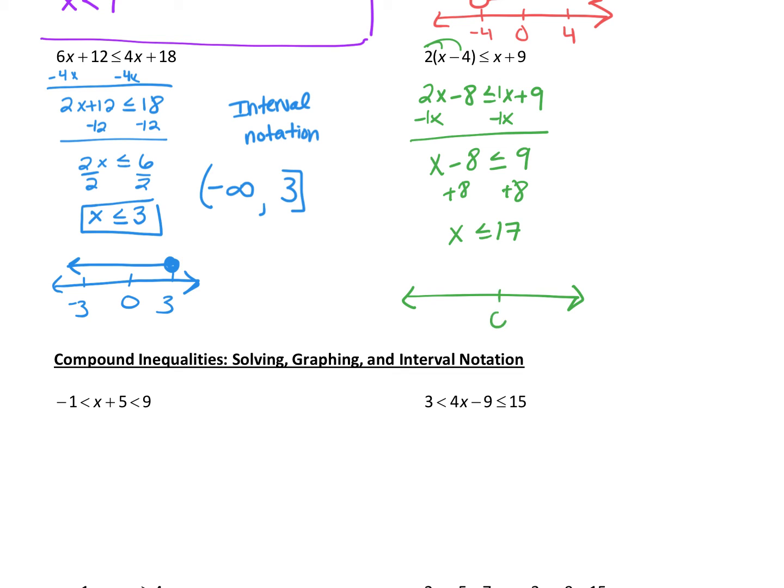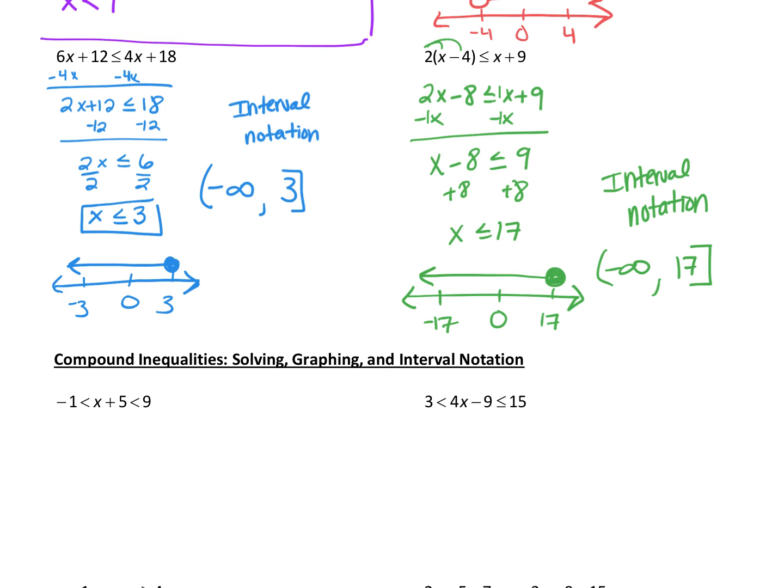Now my number line: 0, 17, negative 17. I'm going to put a closed circle on 17, and it's less than or equal to, so it's going to go to the left. My interval notation: 17 is the maximum, and it goes left forever, so negative infinity is the minimum.